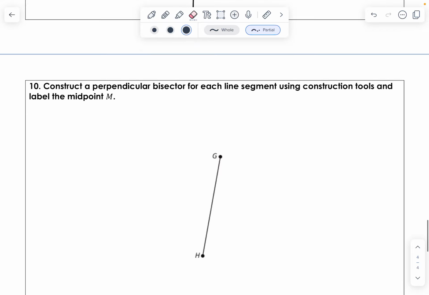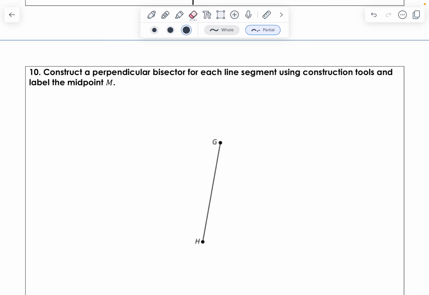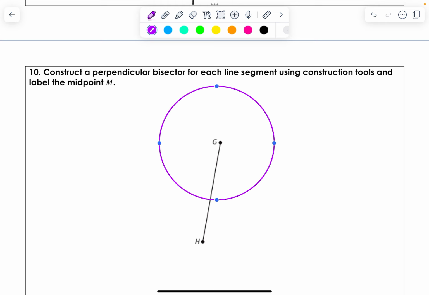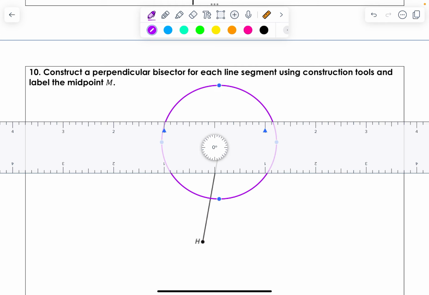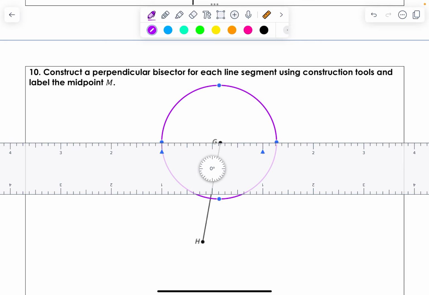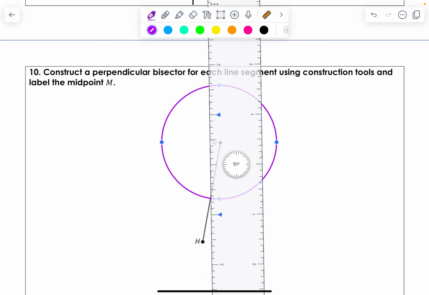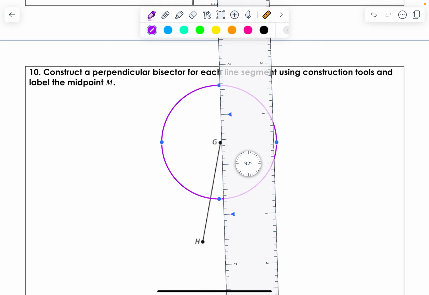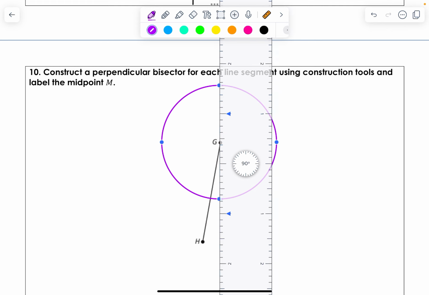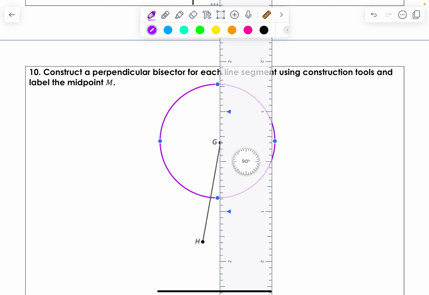Fantastic. Next, perpendicular bisector. So I'm gonna go ahead and draw two circles this time. One with G as the center. It's really hard for me to tell if this is centered or not, so let me move this. Okay, that looks good. That does not. Oh, I was like, what happened? Okay, a little bit off. All right, that looks decent.